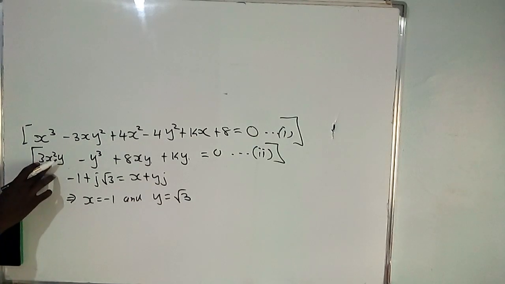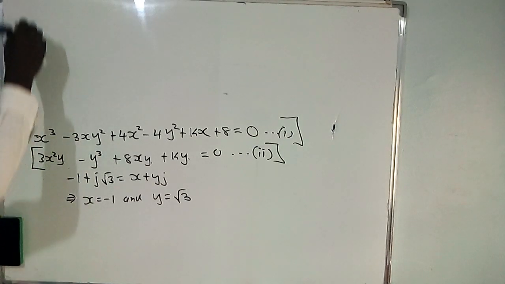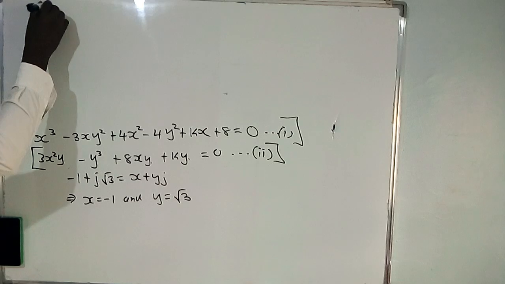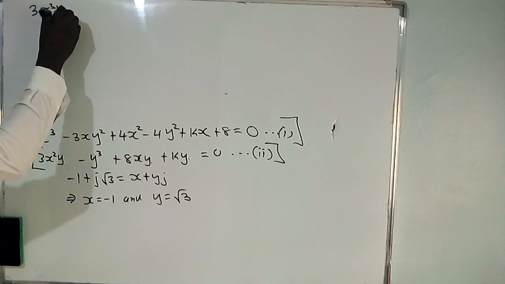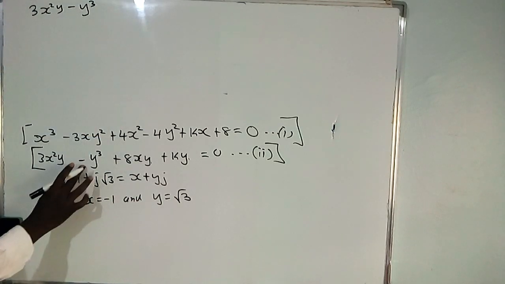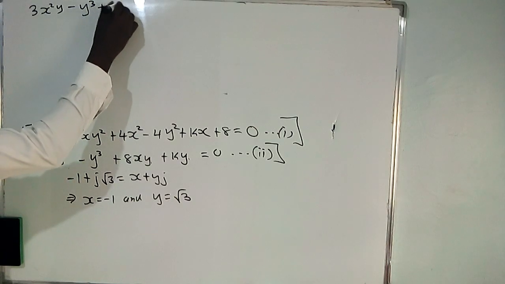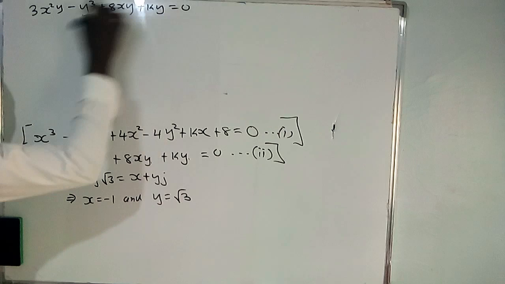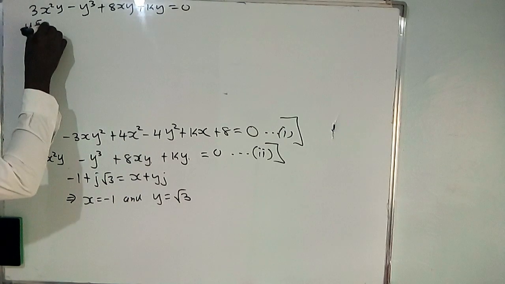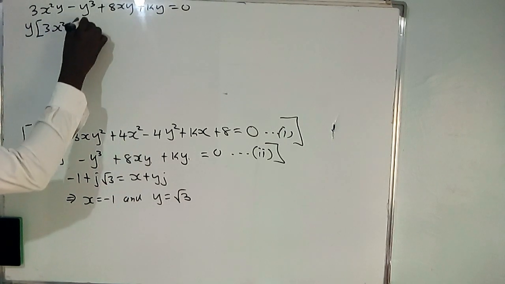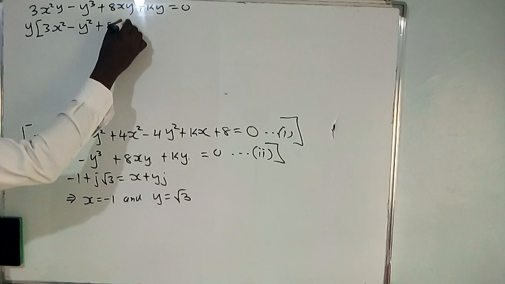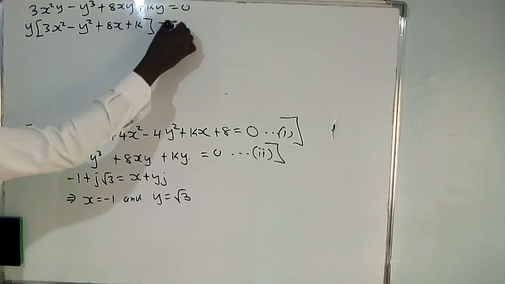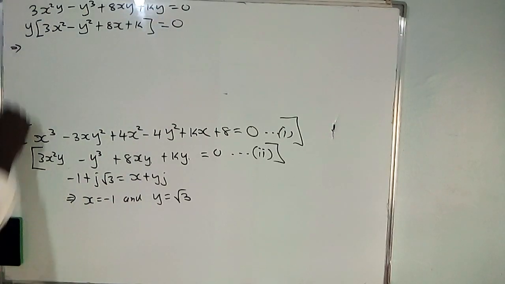We use this second equation because in that second equation you can see y is a common factor all through. Are you seeing that second equation? y is a common factor all through. So if you factorize y outside in the second equation, we have y into 3x squared minus y squared plus 8x plus k is equal to 0. Meaning y is a common factor, you factorize y out, isn't it?